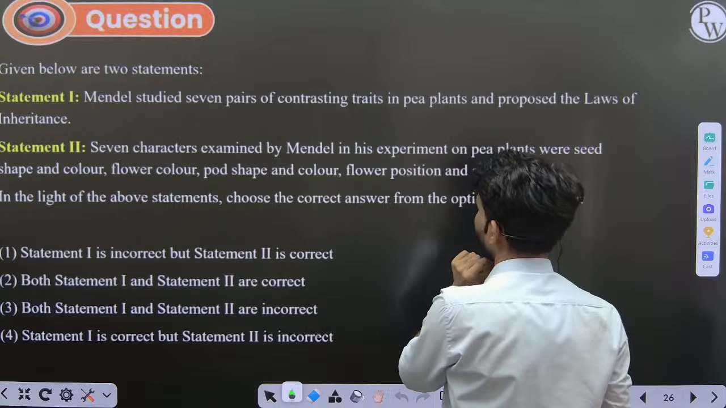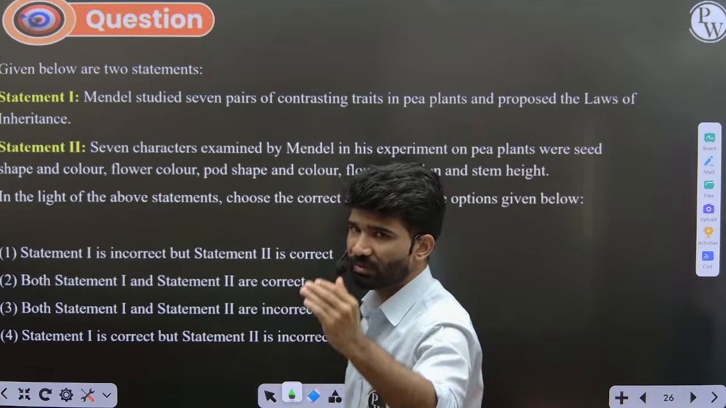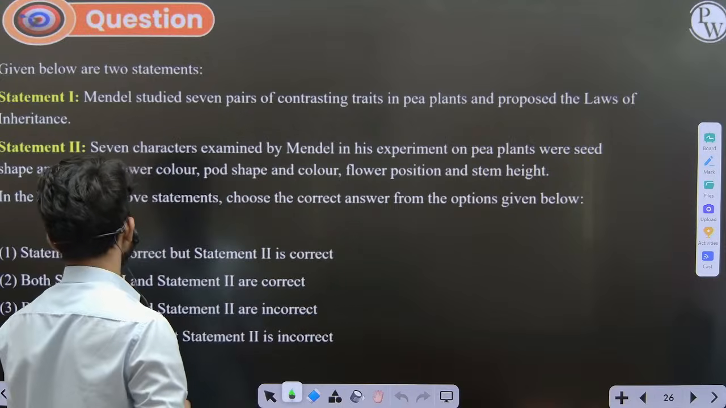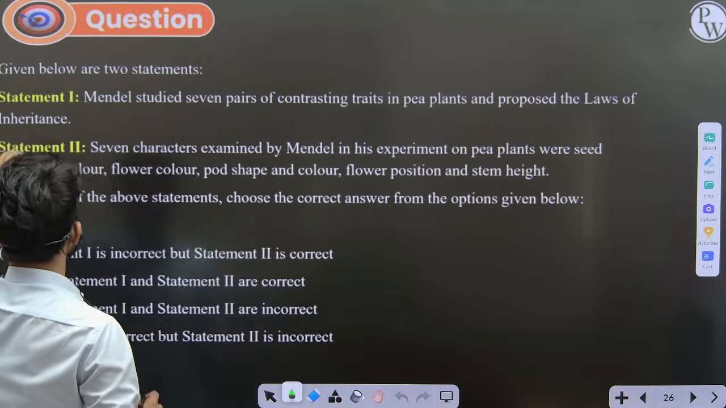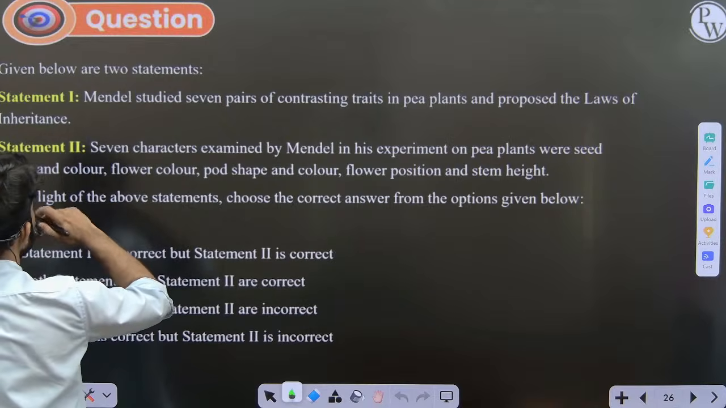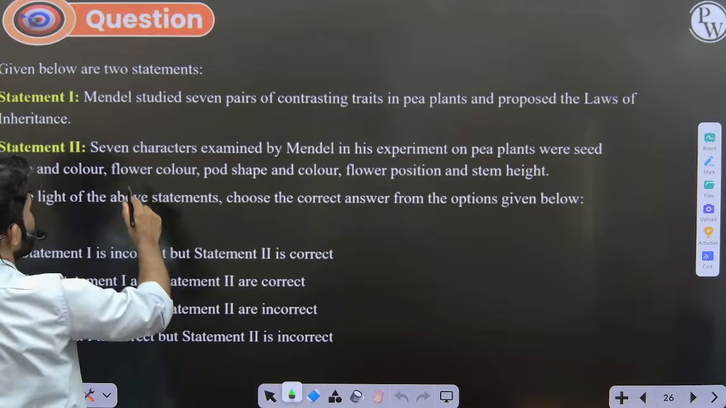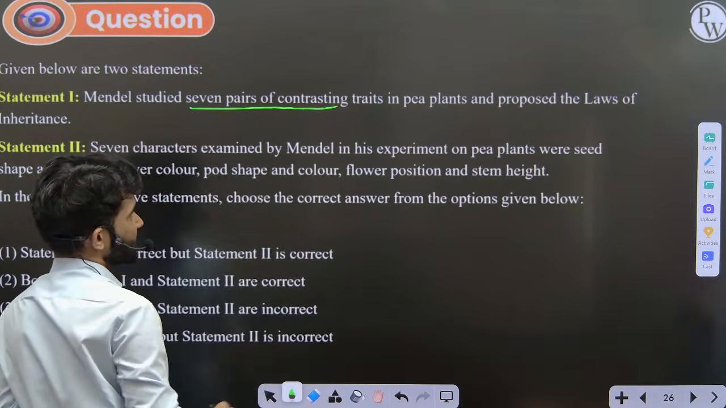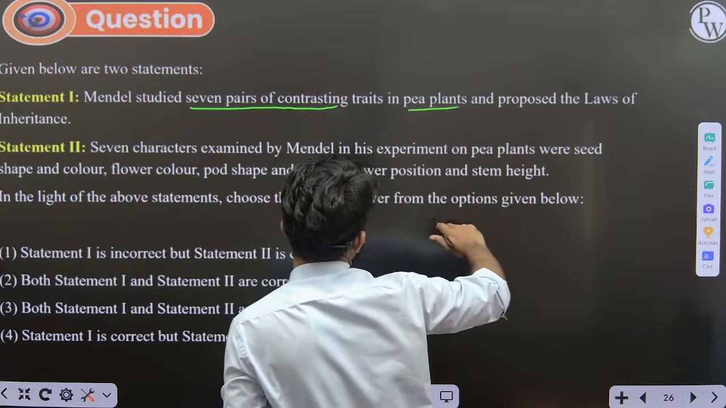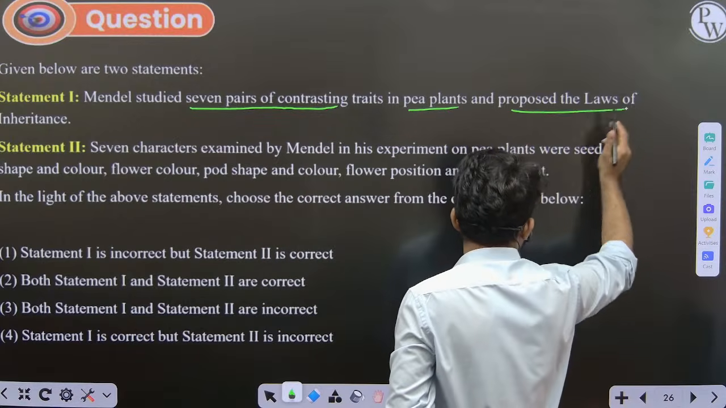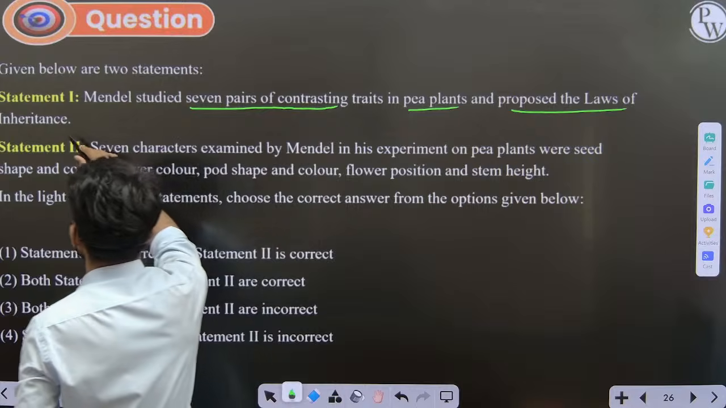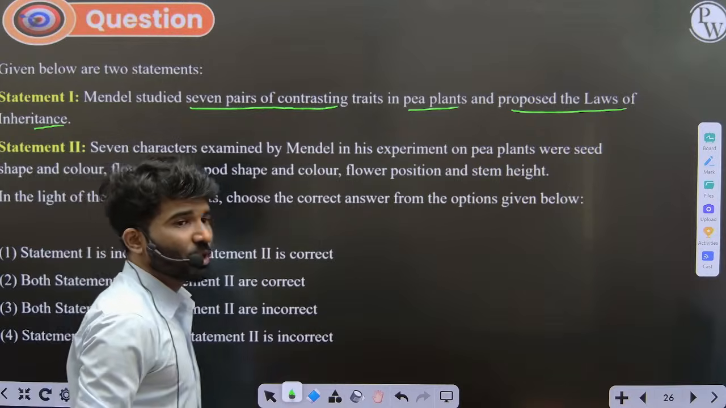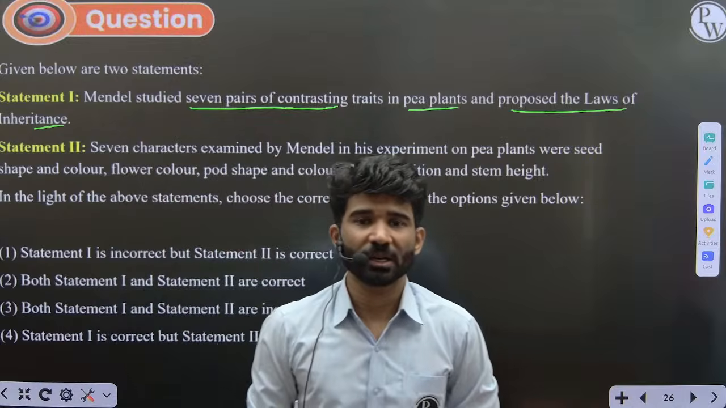So the next part is some questions. We will take some questions from all the covered concepts. The first question says, given below are two statements. Statement 1 says Mendel studied 7 pairs of traits and proposed the laws of inheritance. He proposed the laws of inheritance. Is it a correct statement or an incorrect statement?